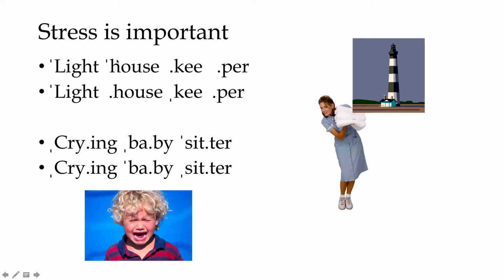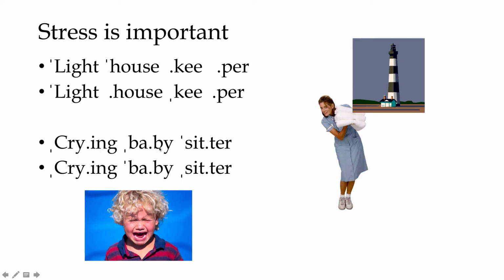This is important, again, for distinguishing between words, especially distinguishing between compounds. So like a light housekeeper might be a housekeeper who doesn't weigh very much. A lighthouse keeper would be someone who lives in a lighthouse and who watches over it.